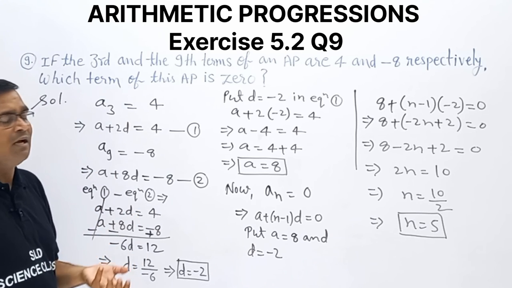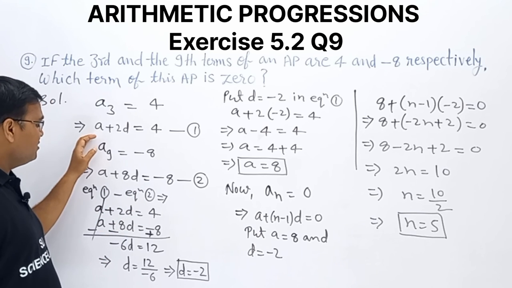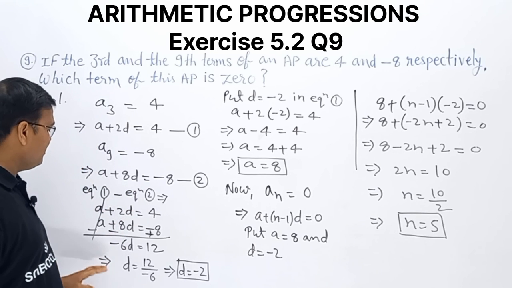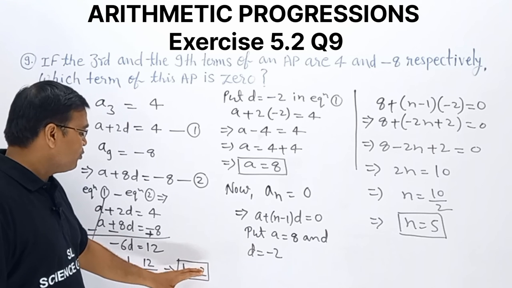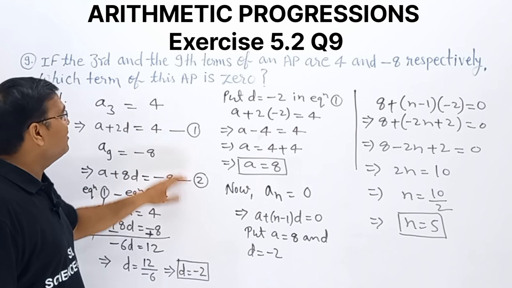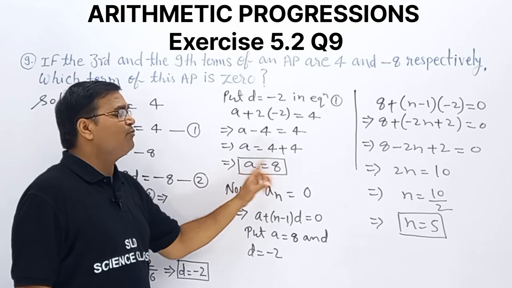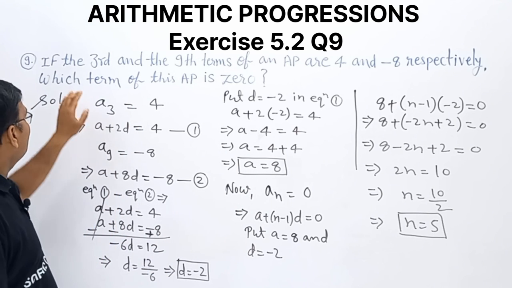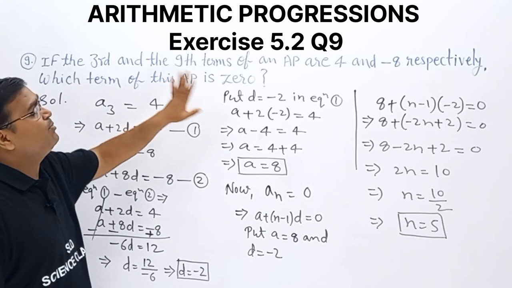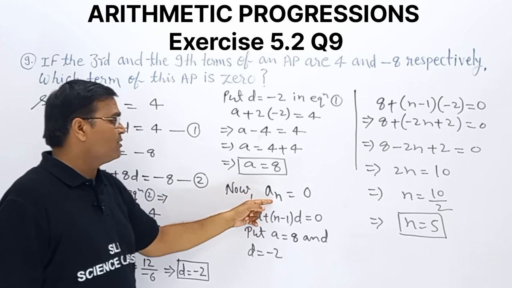So in this question we are using the elimination method. Equation 1 minus 2 we are doing, then we are eliminating a and we are getting d equal to -2. Putting this value in any one equation, I am putting in equation number 1 and solving, then we are getting a equal to 8. A and d we obtain.